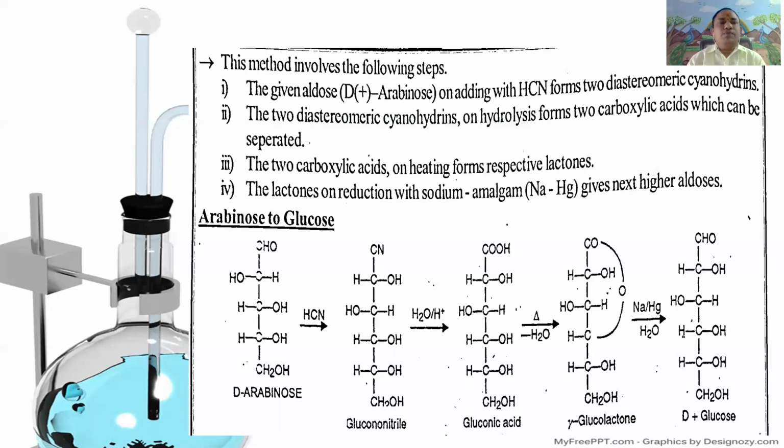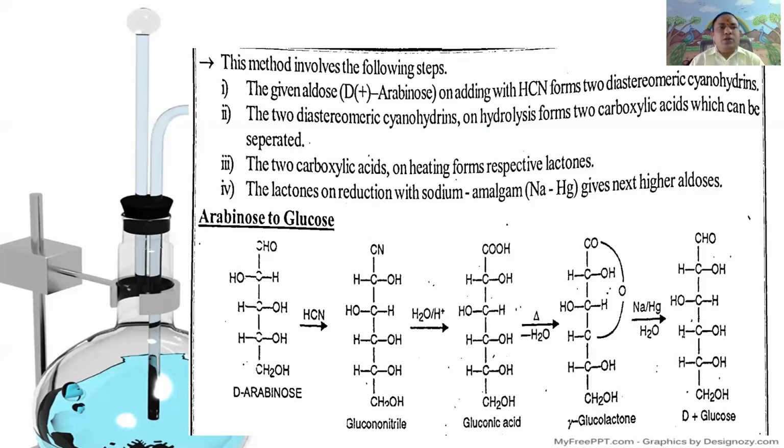Here in the conversion of D-arabinose to D-glucose, the method involves four steps. First step: the given aldose, that is arabinose or aldopentose, upon treatment with hydrogen cyanide undergoes nucleophilic addition to give cyanohydrin, that is the two diastereomeric cyanohydrins, also called gluconitrile or mannonitrile.